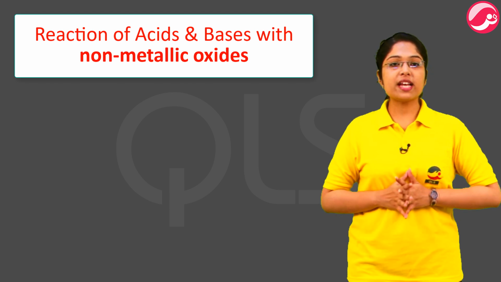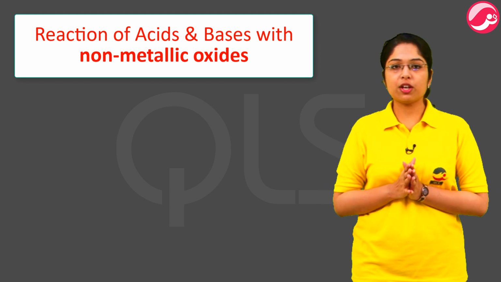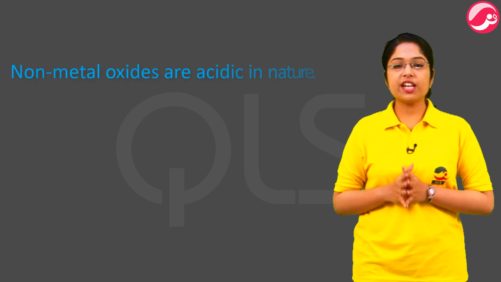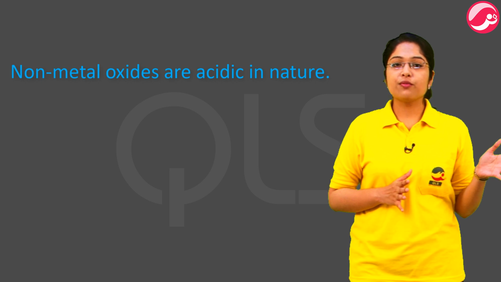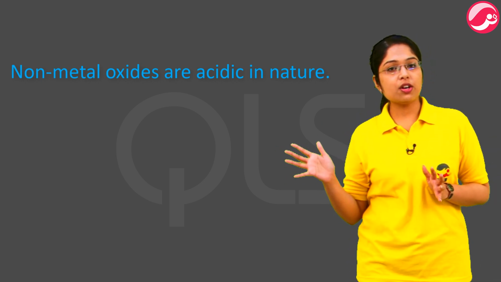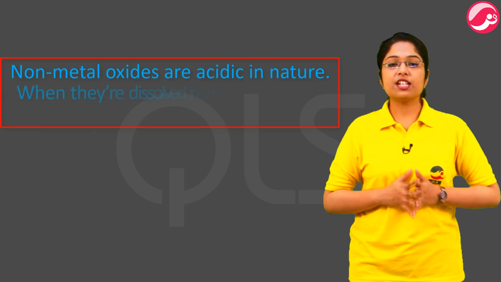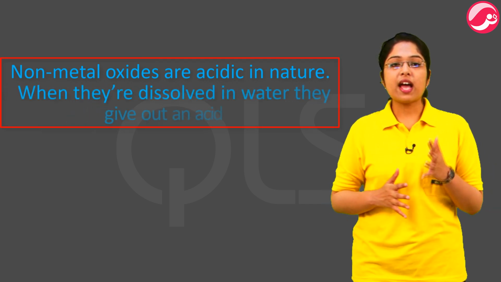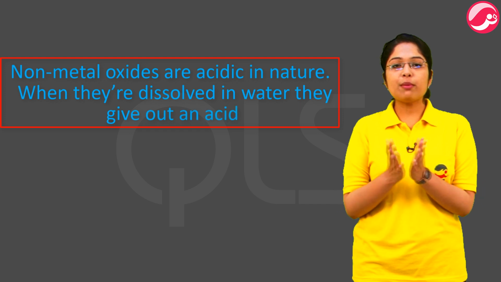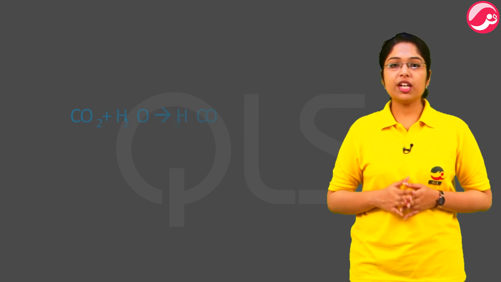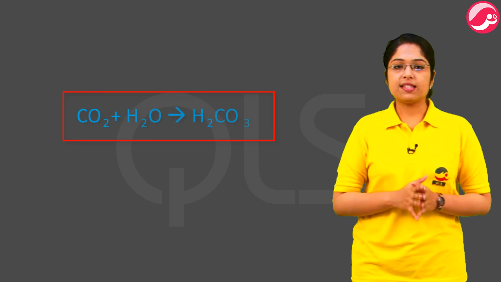अभी हमने metallic oxides के बारे में पढ़ा था, अब हम non-metallic oxides के बारे में पढ़ेंगे. Non-metallic oxides are acidic in nature. Metallic oxides were basic in nature. Non-metallic oxides are acidic in nature. When non-metallic oxides are dissolved in water, they give out an acid. For example, when carbon dioxide, a non-metallic oxide, is dissolved in water, it produces carbonic acid.